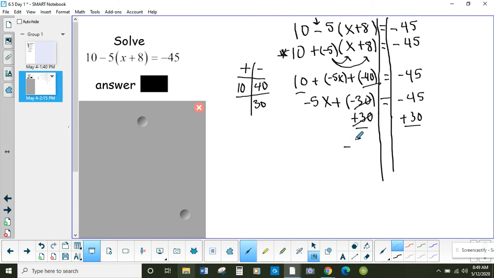And remember, my whole goal is to get rid of all the numbers on the same side as the letter. Over here, opposite teams subtract, negatives have more. Again, we just did teams like we did earlier. Okay, now we divide by the coefficient, not by the constant. I'm not dividing both sides by that negative 5 because the negative 5 is on the left side. I'm dividing by the negative 5 because the negative 5 is the one that was next to the letter.